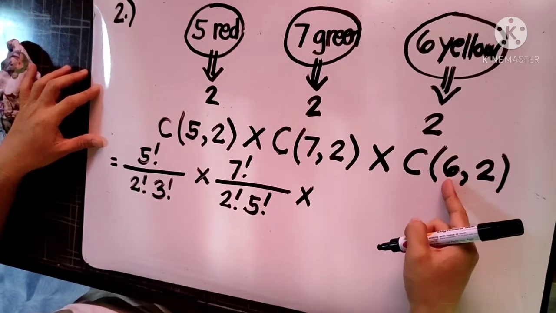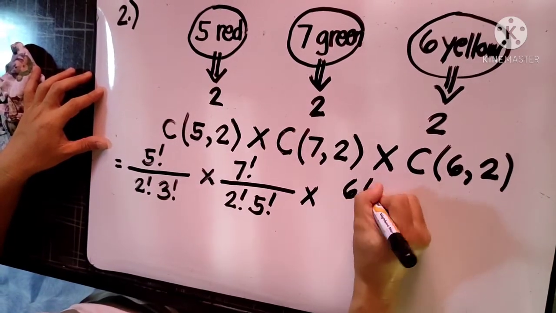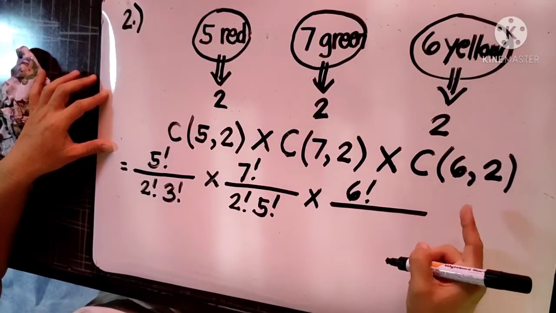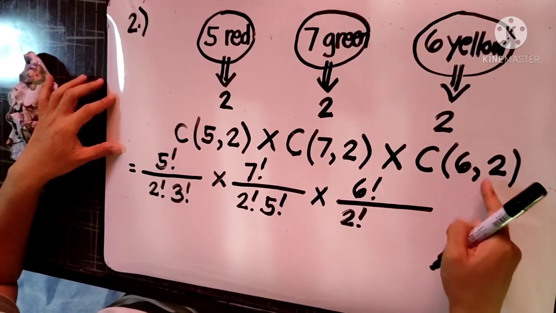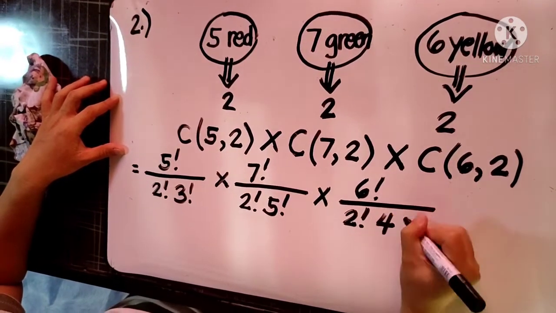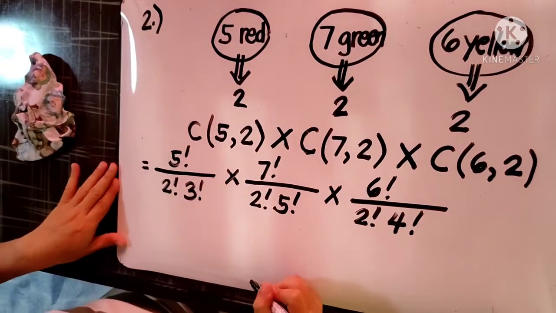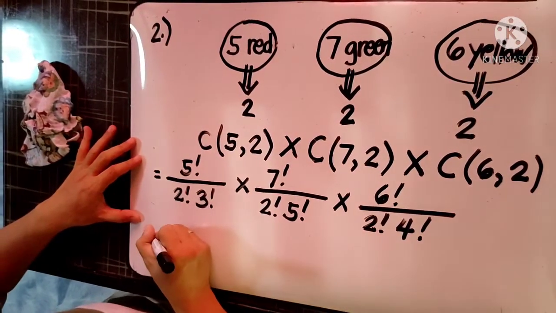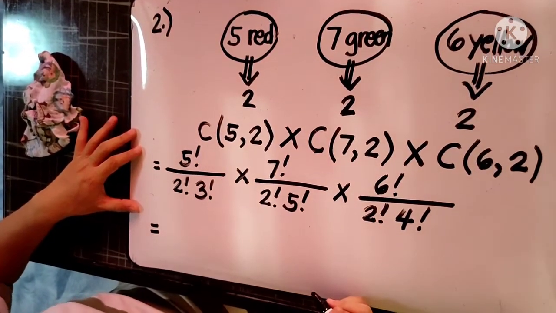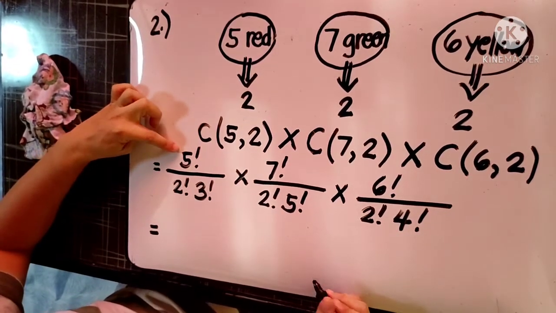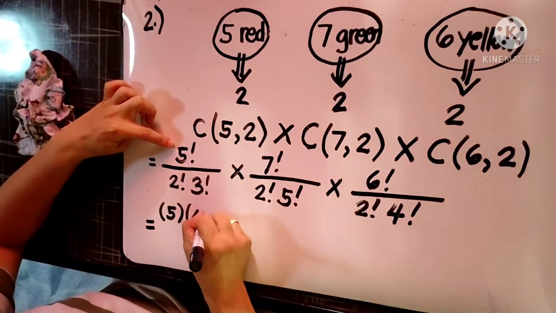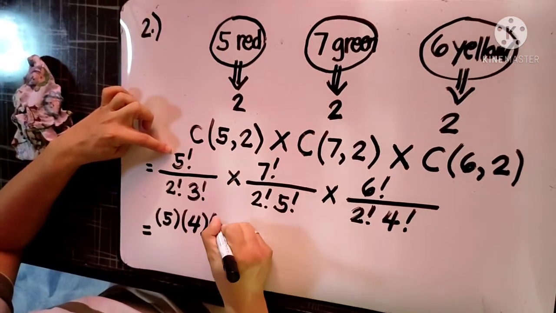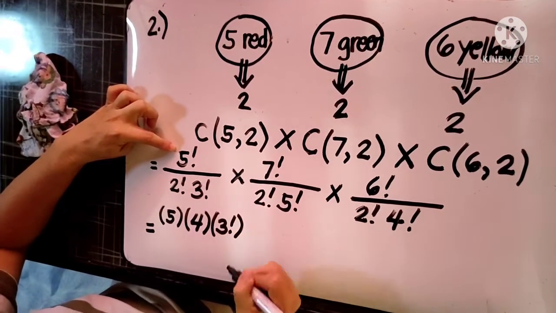times, copy your n, 6 factorial over r, 2 factorial. 6 minus 2 is 4 factorial. Now let us simplify it further by expanding the factorials. So 5 factorial becomes 5 times 4 times 3 factorial.